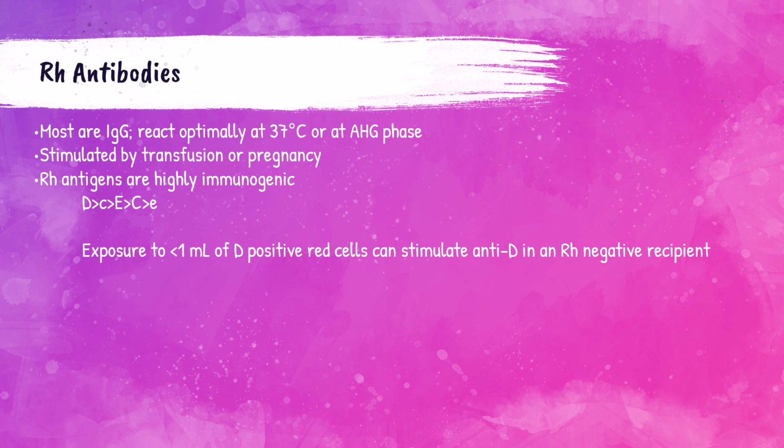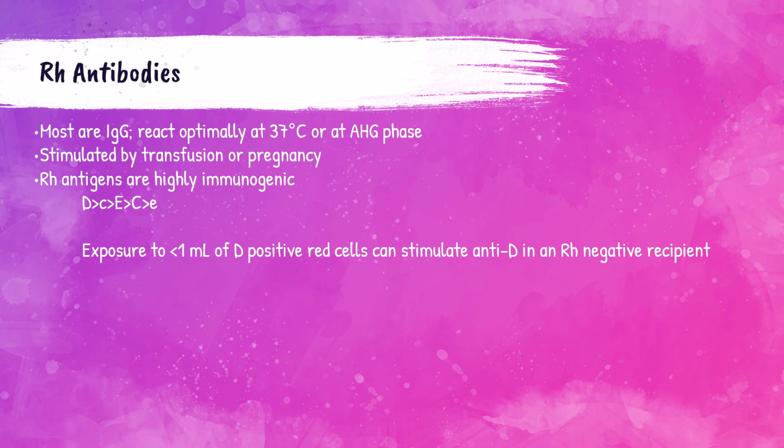So Rh antigens are very immunogenic. You do need to know the antigen rankings in terms of immunogenicity. So it's listed here. Little e is the least immunogenic, big D is the most immunogenic, which again, immunogenicity relates to how likely the antigen is to cause an antibody response. So again, very immunogenic, so exposure to less than 1 milliliter of D positive red blood cells can stimulate the production of anti-D in an Rh negative recipient.